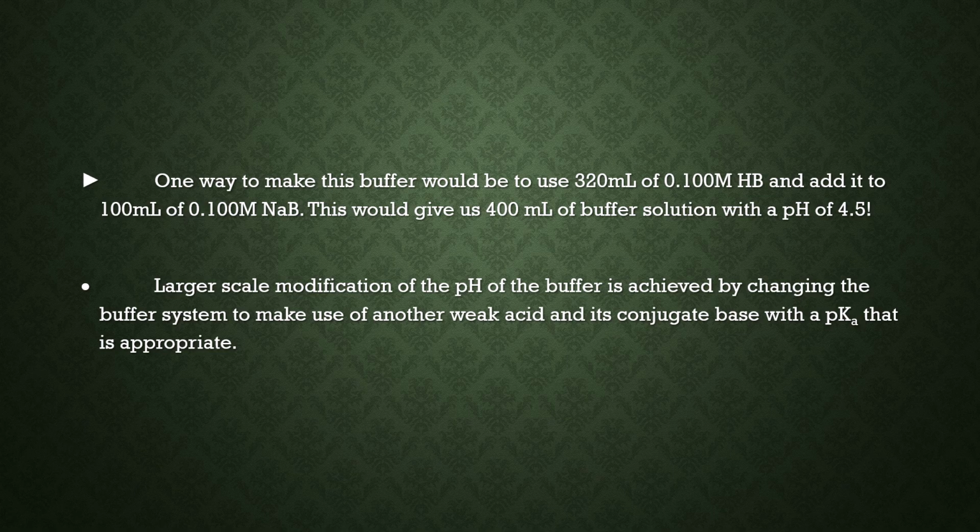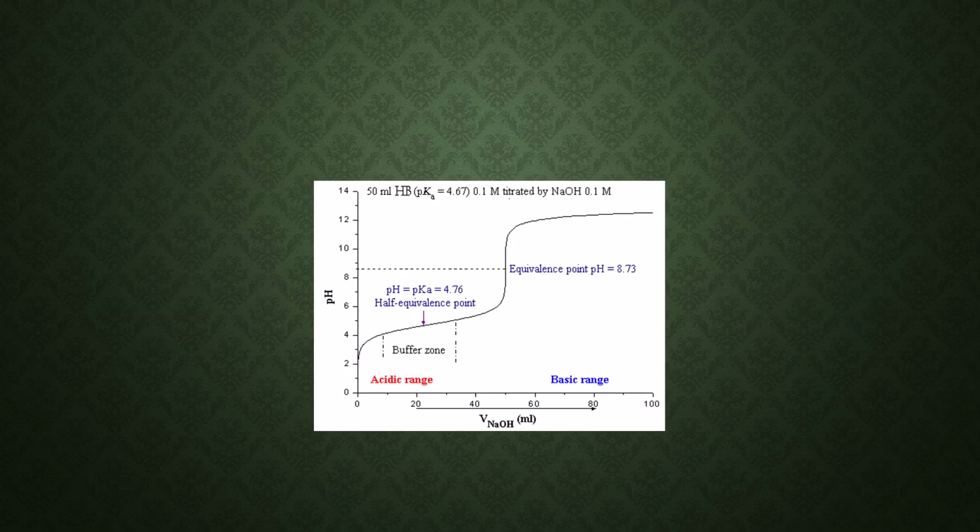One way to make this buffer would be to use some weak acid, such as 320 mLs of a 0.1 molar weak acid, and add it to 100 mLs of a sodium salt of the conjugate base. That would give us 400 mLs of a solution with a pH of 4.5. And here's a graph that shows you that little buffer zone.